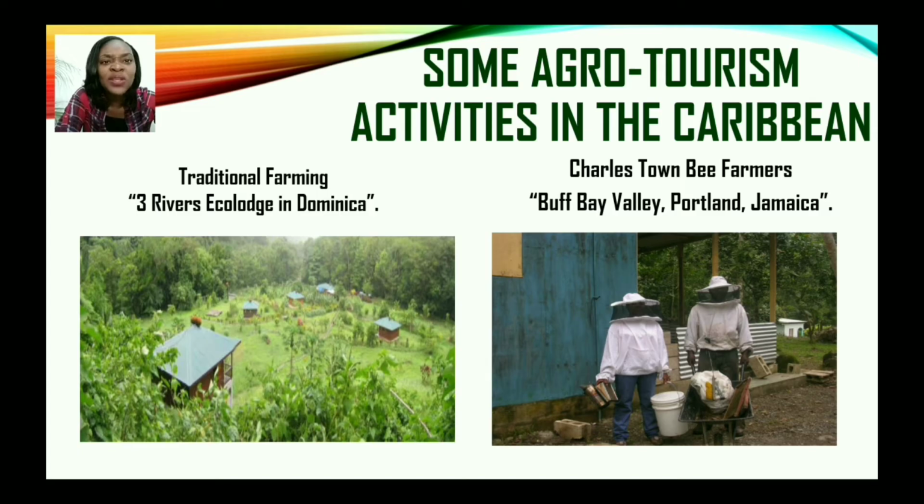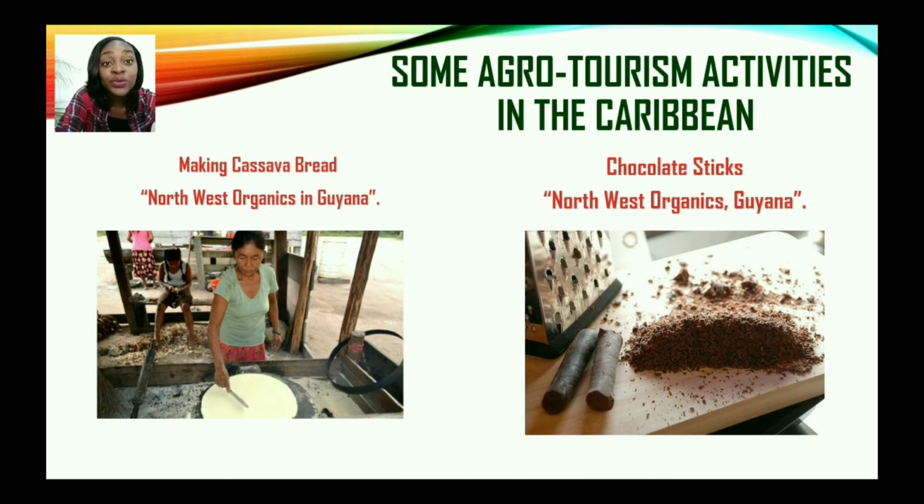And we have what is called traditional farming, right? And this is located at Three Rivers Eco Lodge in Dominica. That's the first image. The next we have is Charlestown Bee Farmers, and this is located in Buff Bay Valley in Portland, Jamaica. And at this site you will have tourists come in to help the farmers to engage in their regular activities and routine.